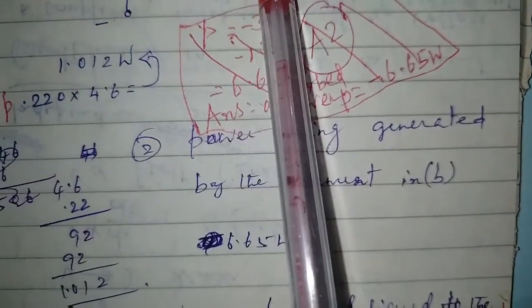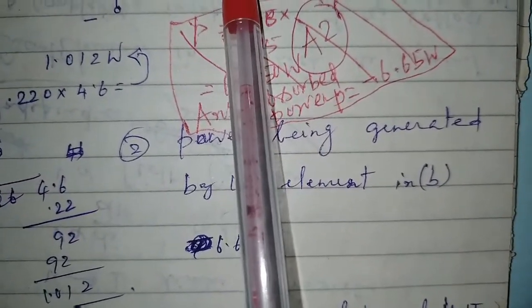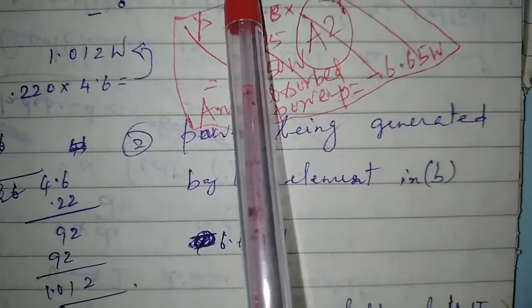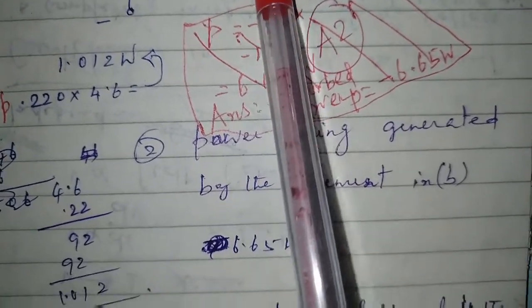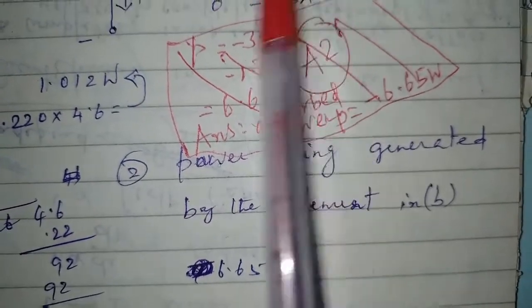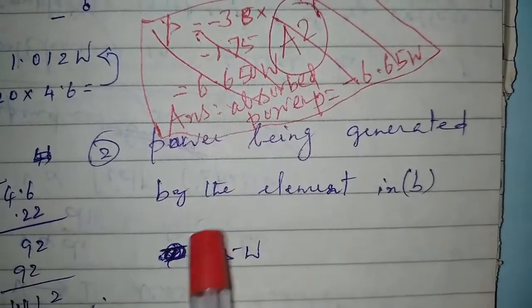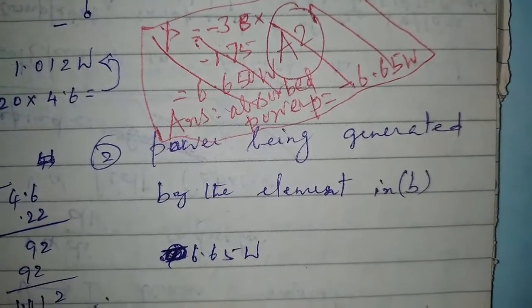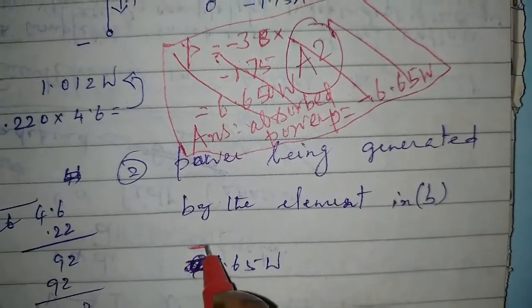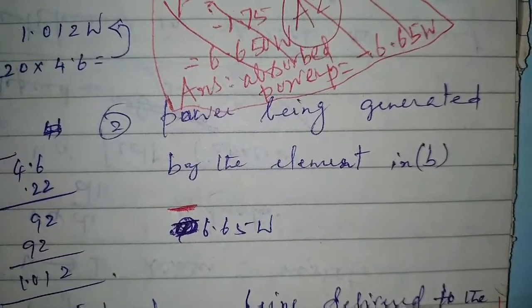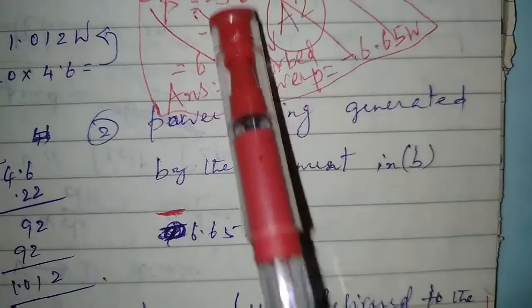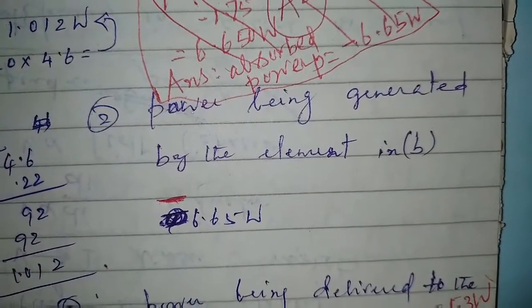Here current enters through the negative terminal. Simple product will not give you the absorbed power. It will give you the generated power, generated by this element. So absorbed power, you have to change the sign. So it is minus 6.65 watts because the product will give you positive value 6.65.